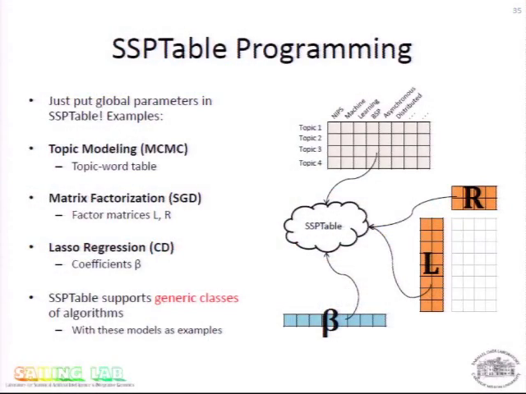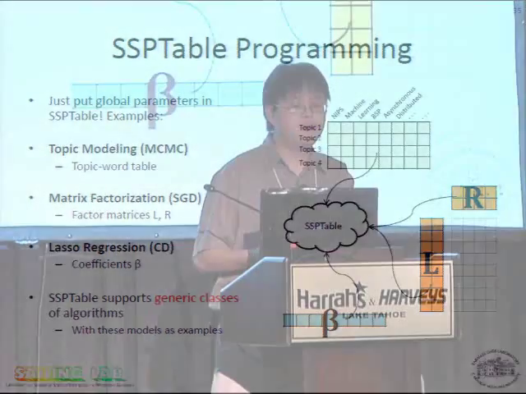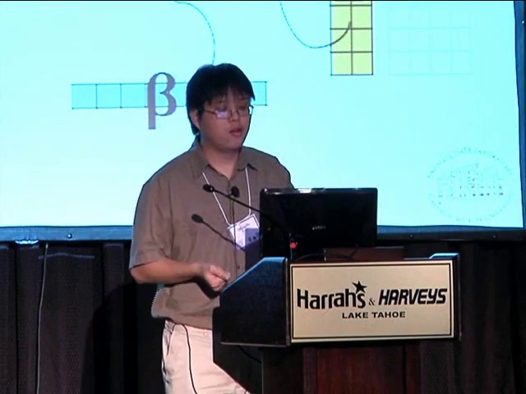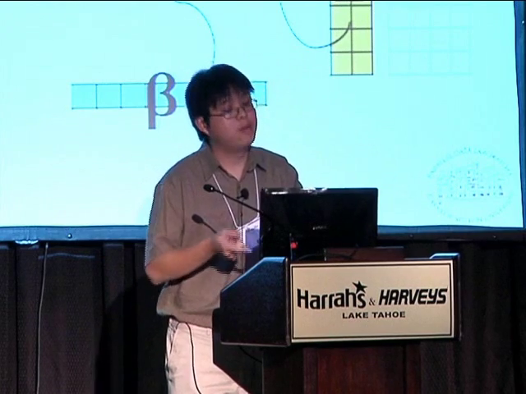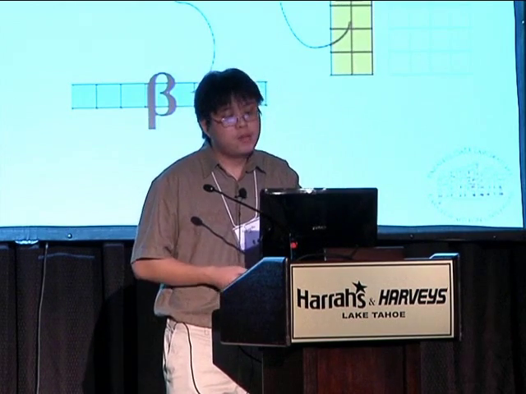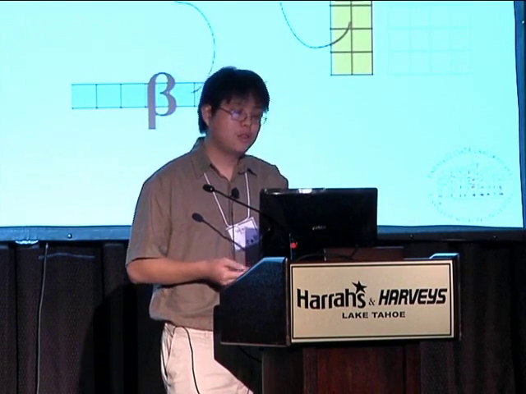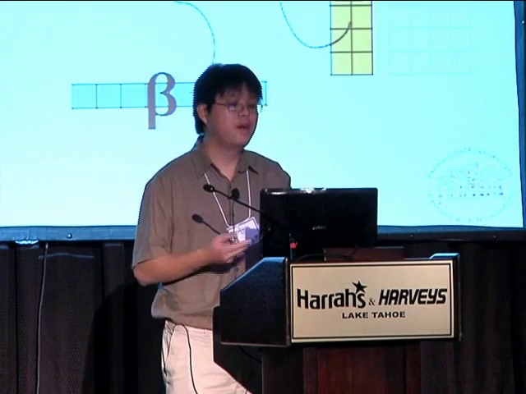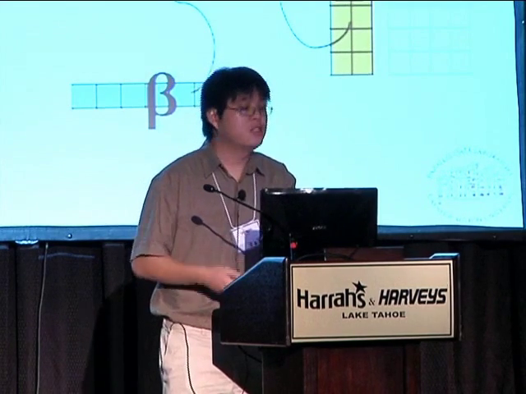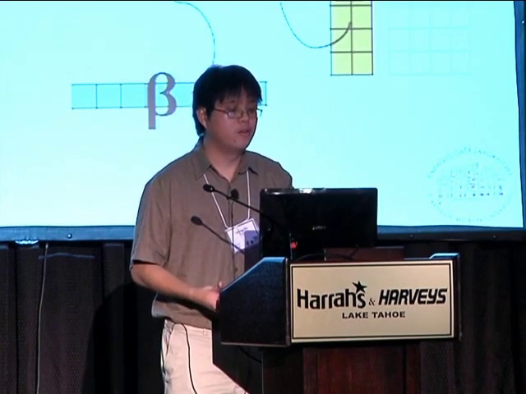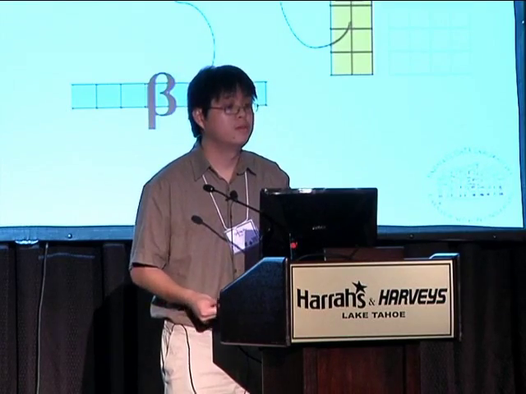More concretely, if we're trying to make an application distributed, if it's a topic modeling MCMC algorithm, we would put the topic word table in the parameter server SSPTable. If it's matrix factorization, say using stochastic gradient descent, we'd put the factor matrices in. If we're doing LASSO regression, which is a coordinate descent algorithm, we'd put the coefficients beta inside. More generally, SSP supports generic classes of algorithms with these models as examples.